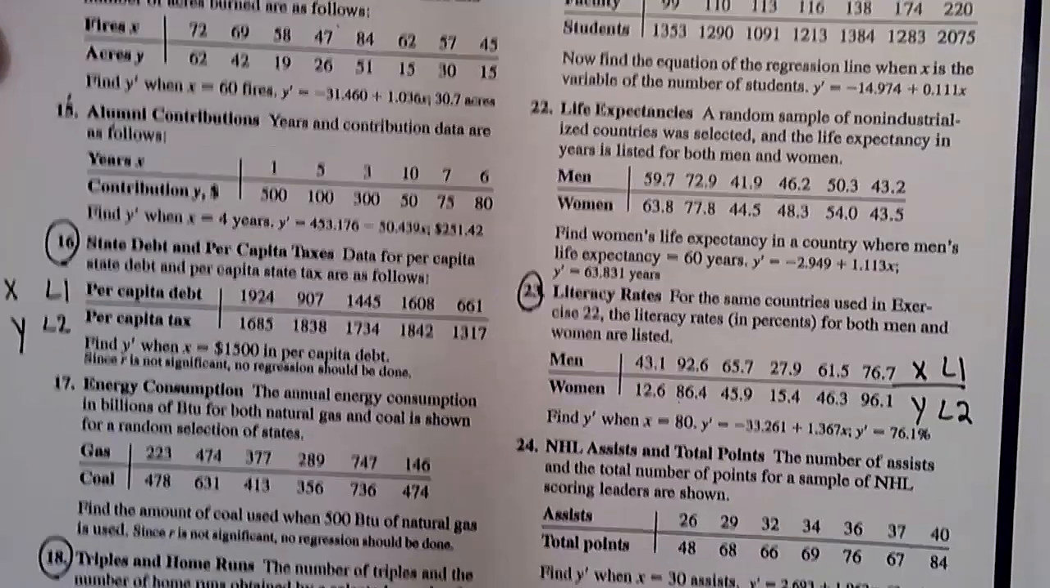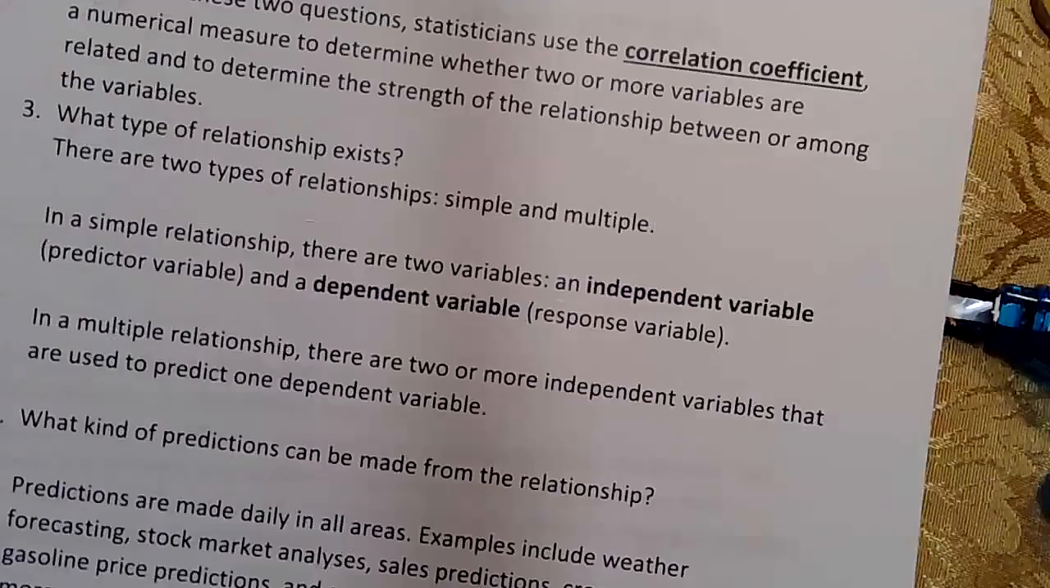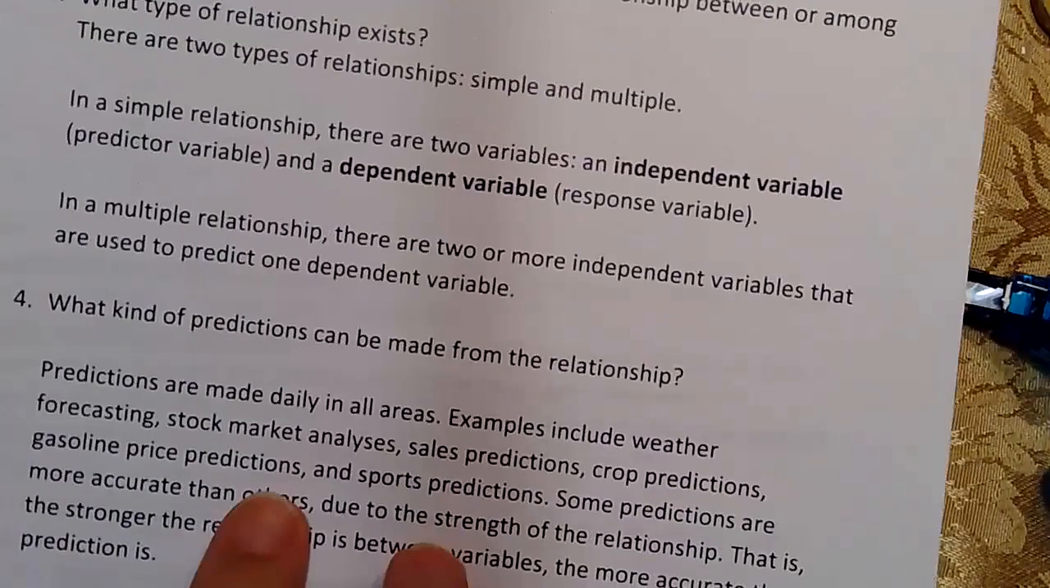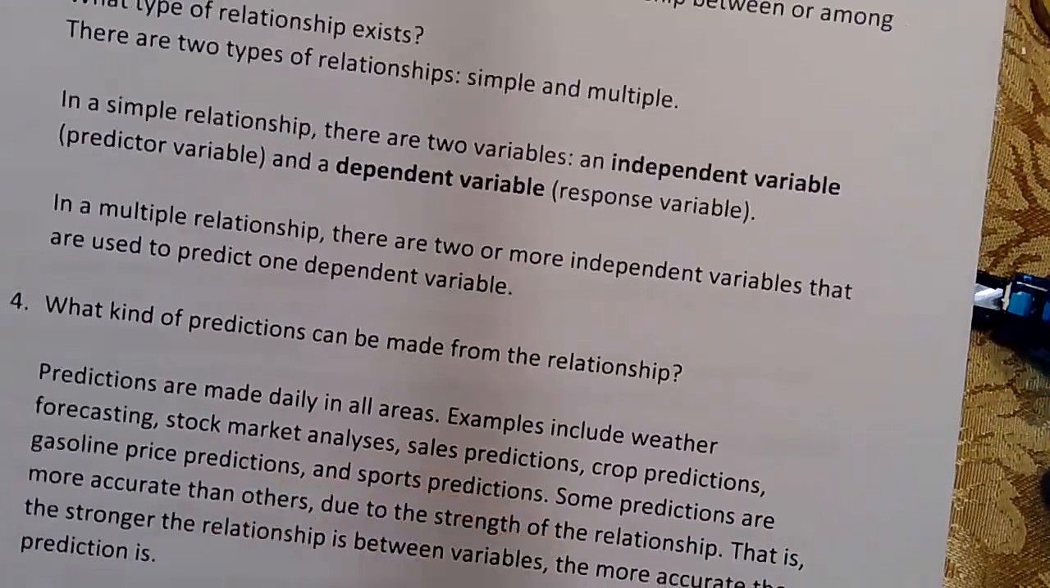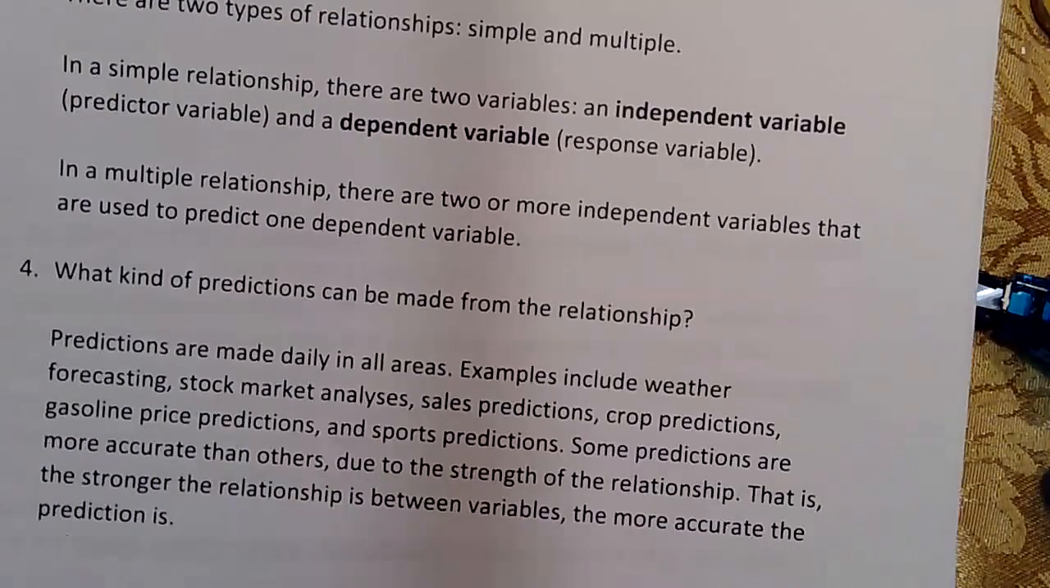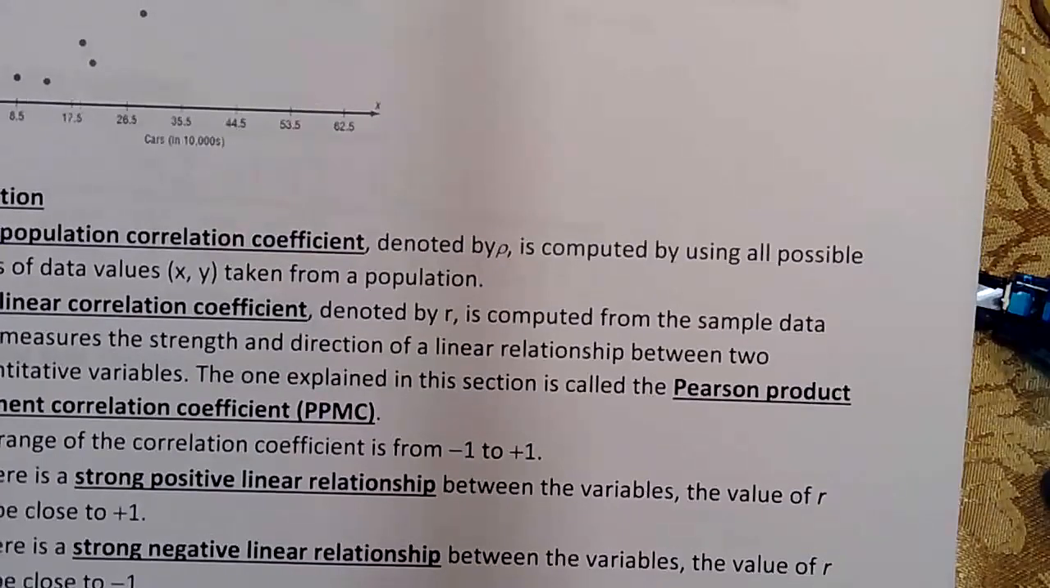And so that's kind of what your problems look like, okay? That's what they mean when you can do predictions: you find Y prime when you let X equal a number. So you're finding these predictions here, okay? Again, I'm going to let you read through these.